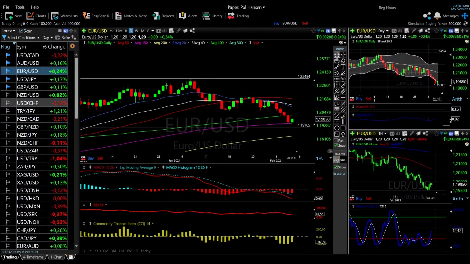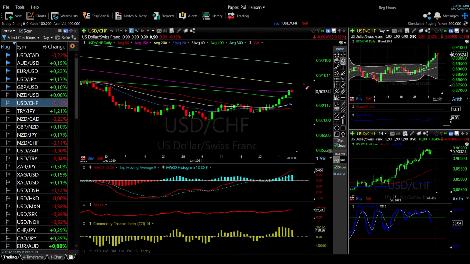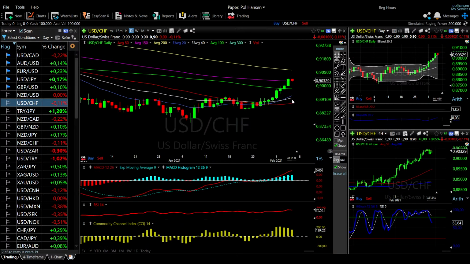The other one is the US Swedish franc. So we can see it right here. Can get rid of this and this. So this has also been rallying due to the US dollar appreciating. And today we have found major resistance here, starting falling down.